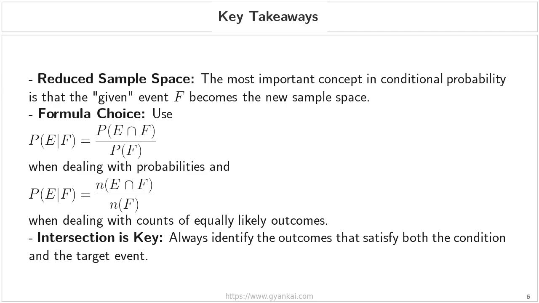Finally, always remember that the intersection is key. When you are looking for your numerator, do not just look for the target event, E. You must specifically identify the outcomes that satisfy both the condition and your target event. It is the overlap, the intersection, that matters.